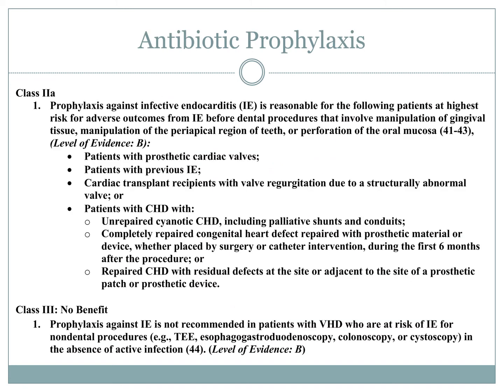Current guidelines for endocarditis prophylaxis with cardiac disease are indicated for people with prosthetic cardiac valves, people with previous endocarditis, people with cardiac transplants and valve regurgitation due to a structurally abnormal valve, or patients with congenital heart disease, including unrepaired cyanotic congenital heart disease, completely repaired congenital heart defects with prosthetic material during the first 6 months, or repaired congenital heart disease with residual defects at the site of a prosthetic patch or prosthetic device.